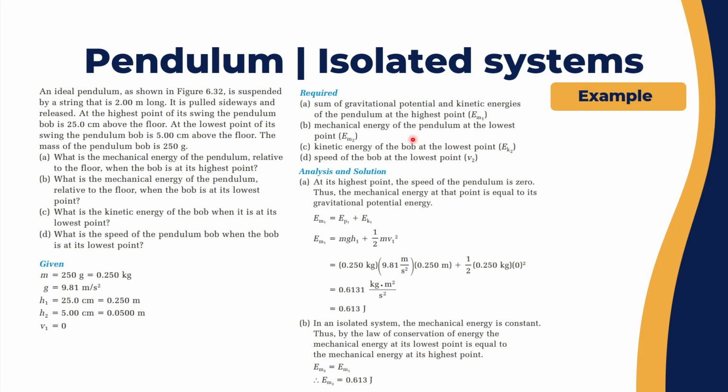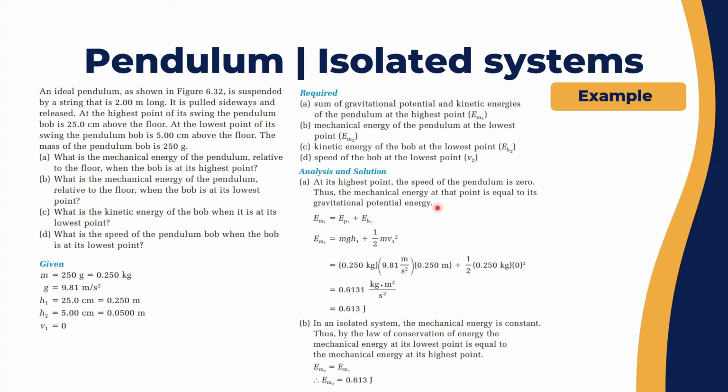Let's take an example. You have an ideal pendulum. That means the pendulum doesn't have any friction or losses in energy in it, and it is an isolated system. It is suspended by a string that is 2 meters long and pulled sideways and released. So somebody pulls it to the side and releases it so that it can gain its normal kinetic versus potential energy. At the highest point of the swing, the pendulum bob is 25 centimeters above the floor. At the lowest point of the swing, the pendulum bob is 5 centimeters above the floor. The mass of the pendulum bob is 250 grams. What is the mechanical energy of the pendulum relative to the floor when the bob is at its highest point?